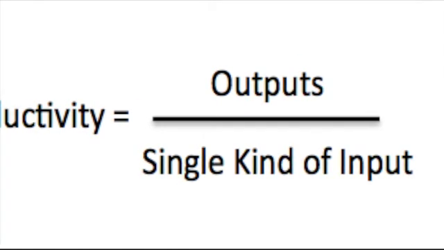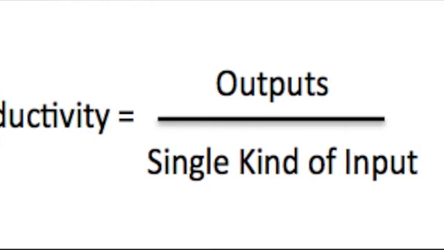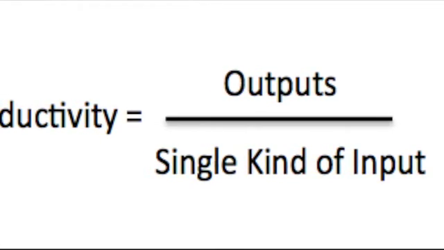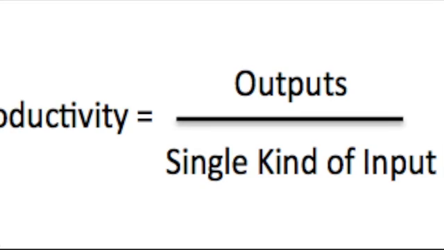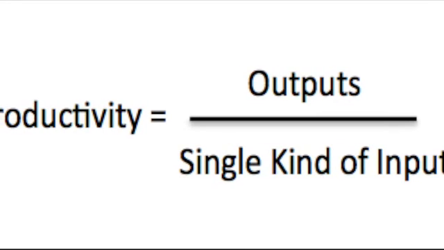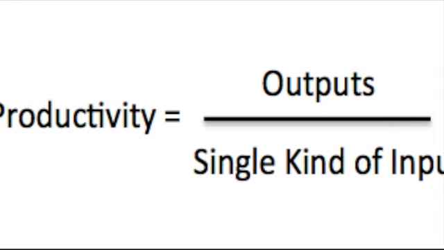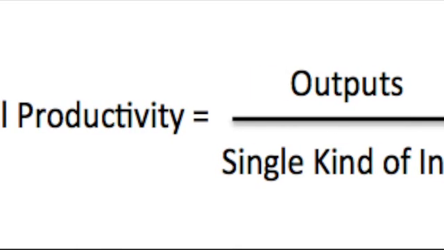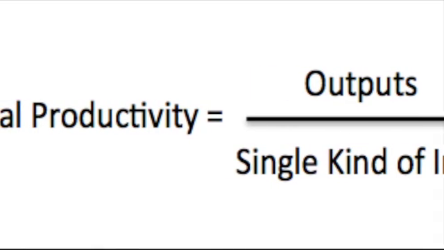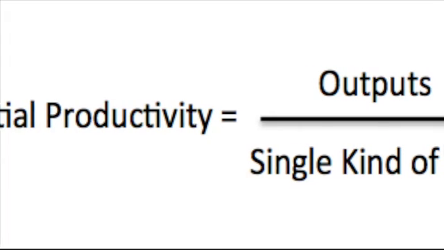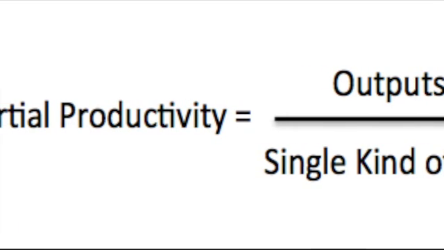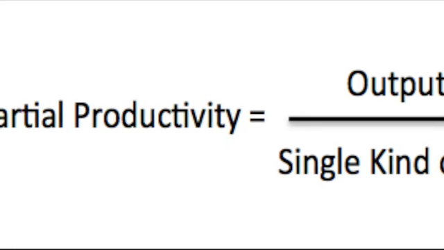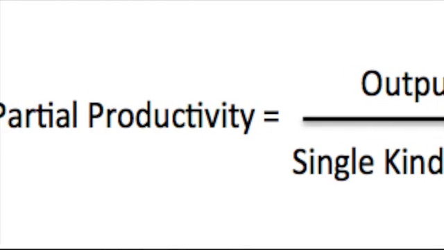Multifactor productivity measures overall productivity by assessing how effectively and efficiently a company can use all the inputs to make output. It's a comprehensive measure of productivity. Managers utilize partial and multifactor productivity measurements to provide a holistic view of organization performance.